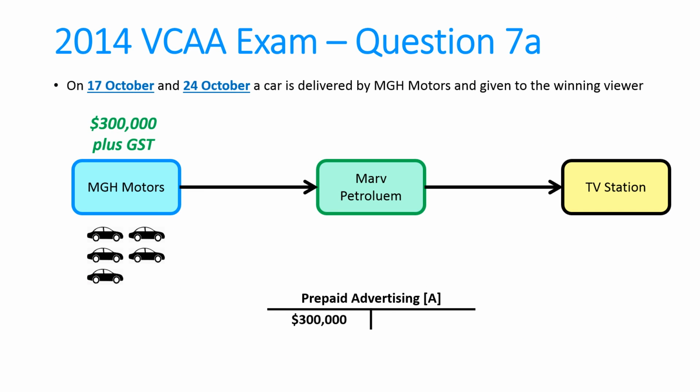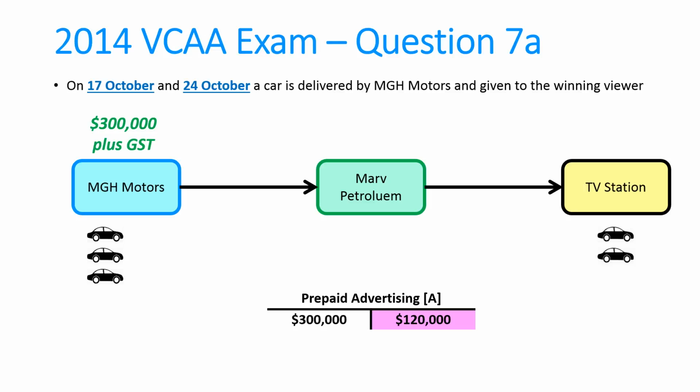So the first thing you were told was on the 17th of October and the 24th of October, a car is delivered by MGH Motors and given to the winning viewers. So it's a good way to think of it and say, well, 2 cars were given by MGH Motors to Mara Petroleum, who then gave them to the winners at the TV station, so the 2 customers who won the competition. So what we've got now for Mara Petroleum is out of this advertising that they've prepaid, which is an asset, they've now used up 2 out of the 5 cars. So what that must mean is that it's 5 cars for $300,000. Each car must be $60,000 each. So they've used up 2 of those cars.